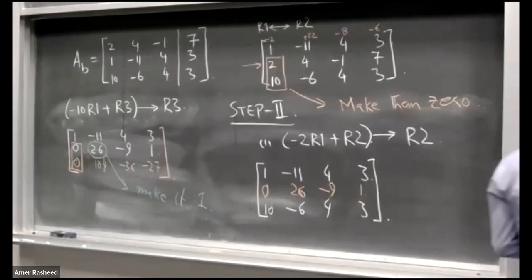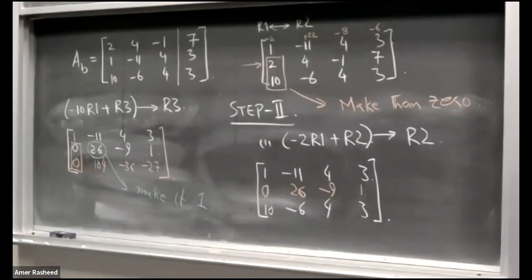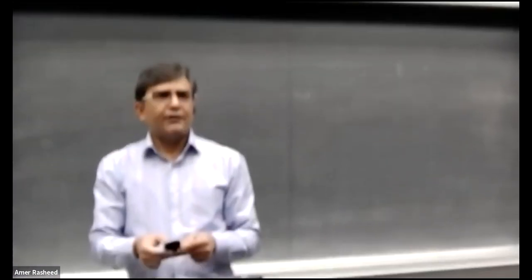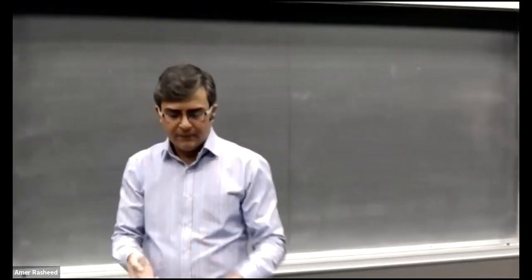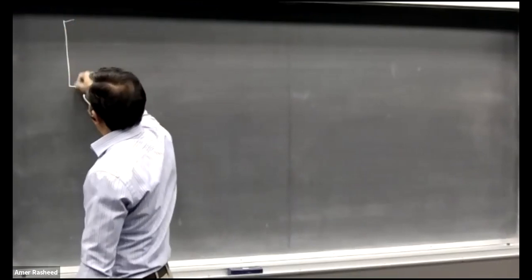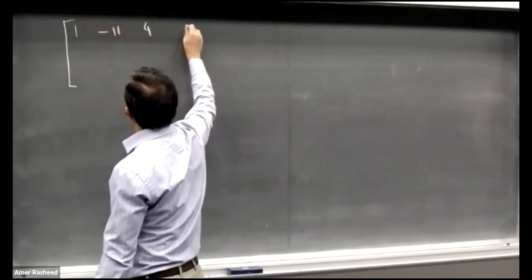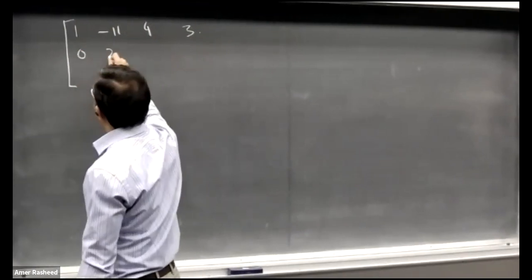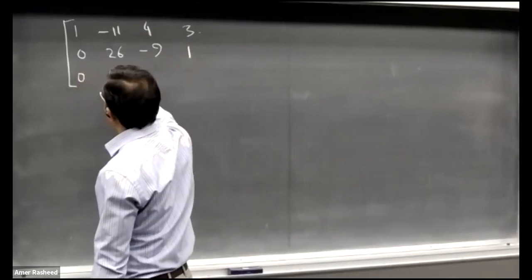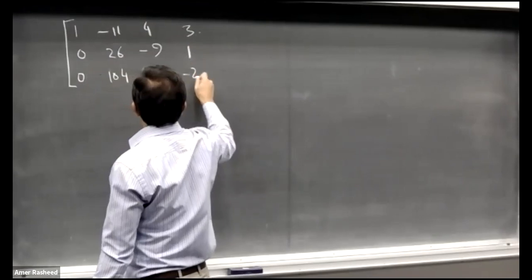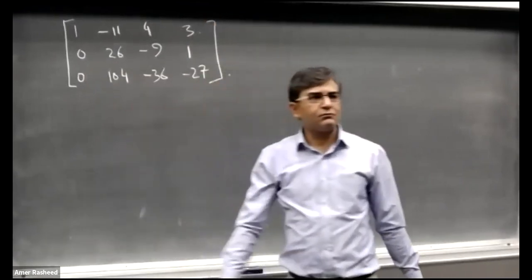Okay. The operation which I'm going to use is this one. Let me change the board. Now the matrix, I'm going to write it again. The matrix is 1 -11 4 3, and then 0 26 -9 1, 0 104 -36 -27. This one. Okay.